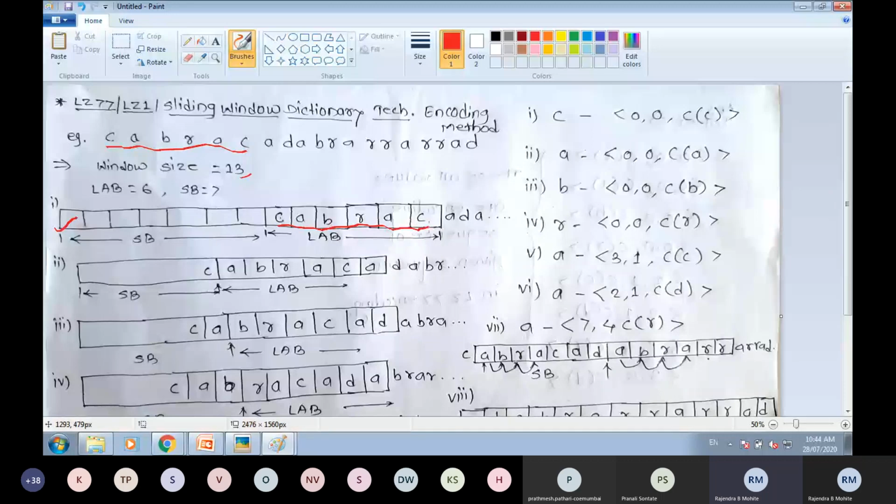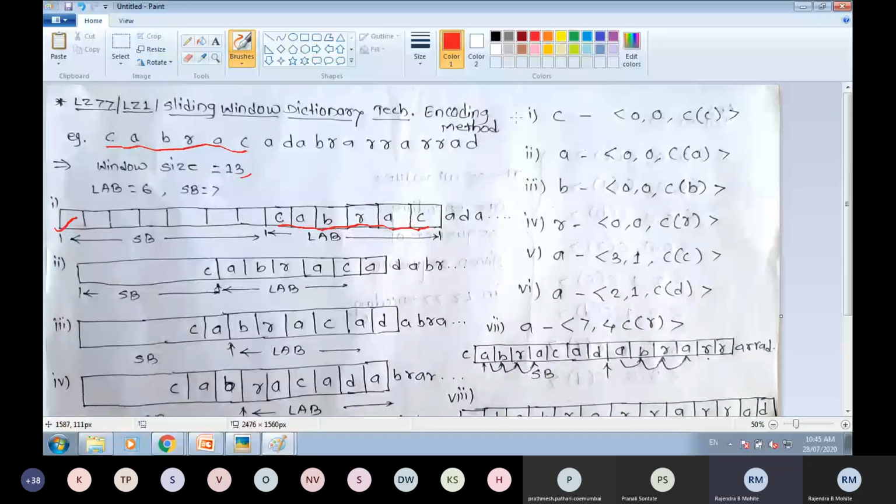Once they are placed in the look ahead buffer, the next step is that you have to calculate the triplet for the same. So how can you calculate the triplet? A triplet consists of the offset, the length of match, and the code word.